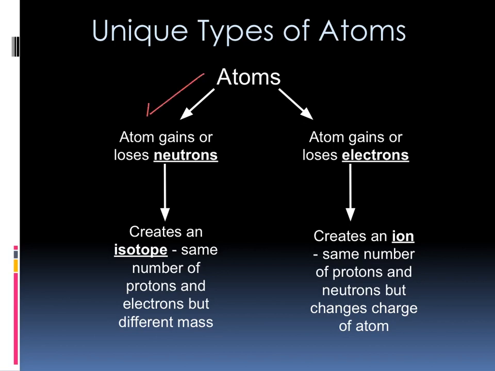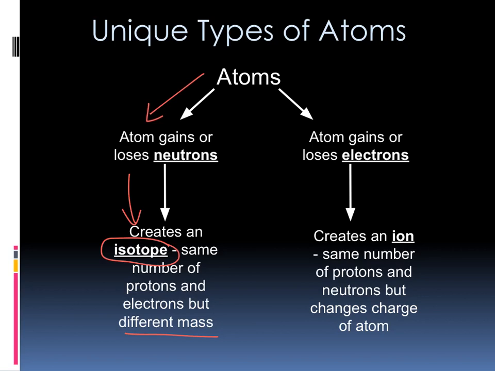If an atom gains or loses neutrons, it heads down this left path. That means that it creates an isotope. There's that word showing up. It has the same number of protons and electrons as the traditional atom, but now it has a different mass because I have a different number of neutrons. Just like on the previous slide, the mass number is reliant on the number of protons plus the number of neutrons. So if I have a different number of neutrons, I'm going to have a different mass for that particular atom.